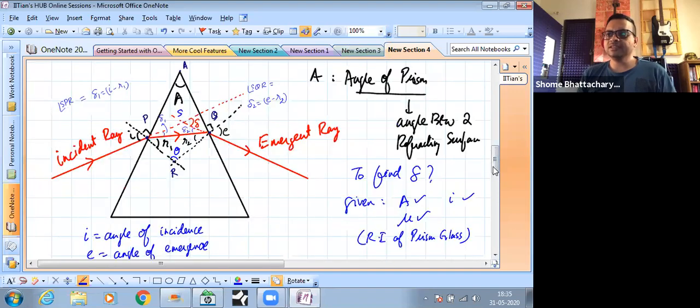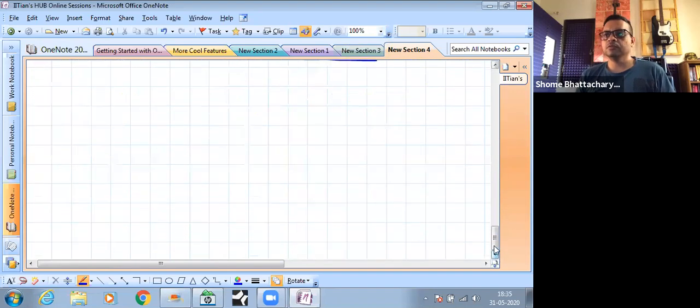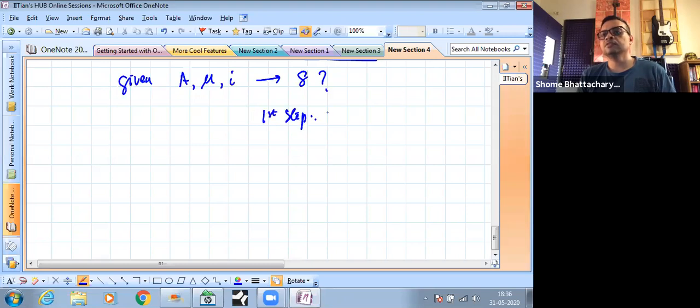So basically, given a typical problem, given the angle of the prism, the refractive index, and the angle of incidence, we want to find out delta. So how do we proceed? First step is we use this relation that sine I is equal to mu sine R1 for the first refraction. So from this we find out R1.